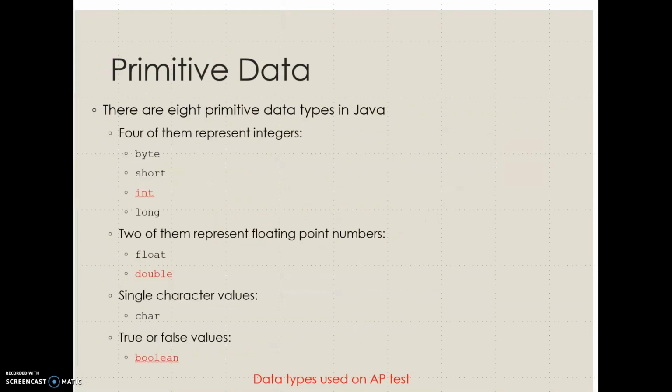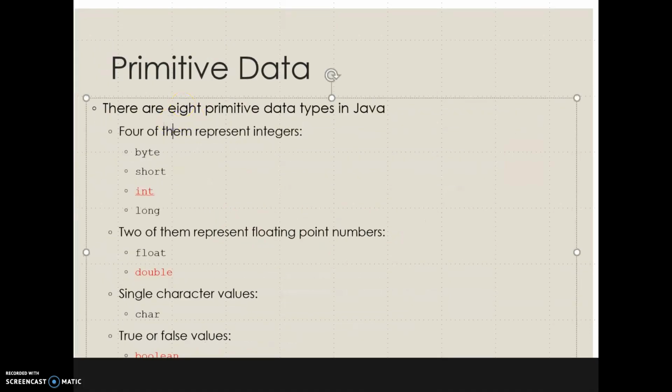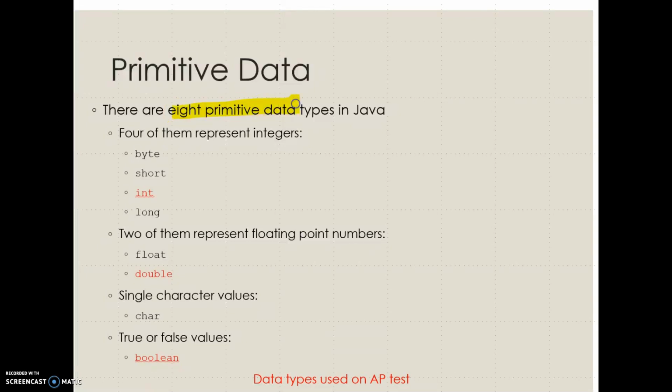In Java, there are 8 primitive data types. And when we say primitive data types, that means that these are the data types that Java provides to us. We don't have to write these. We don't have to do import statements.